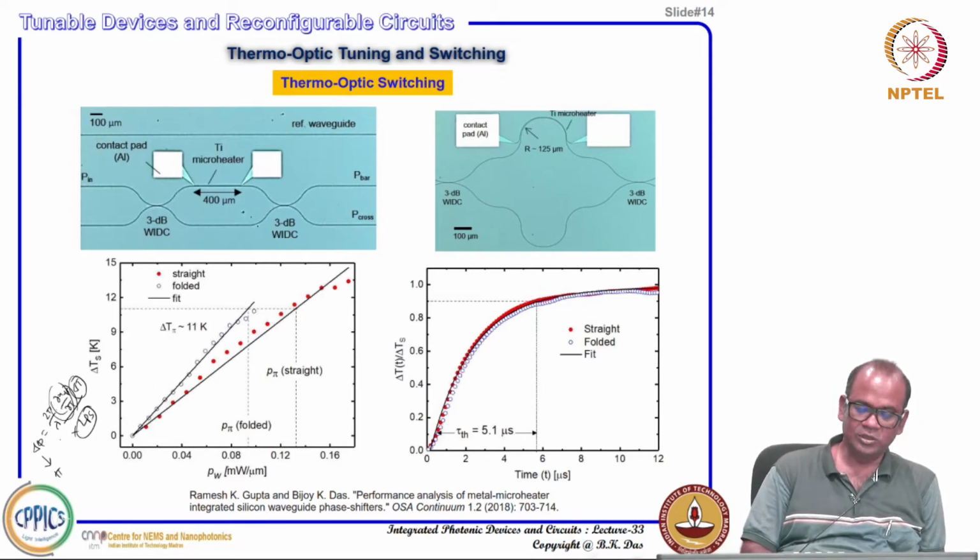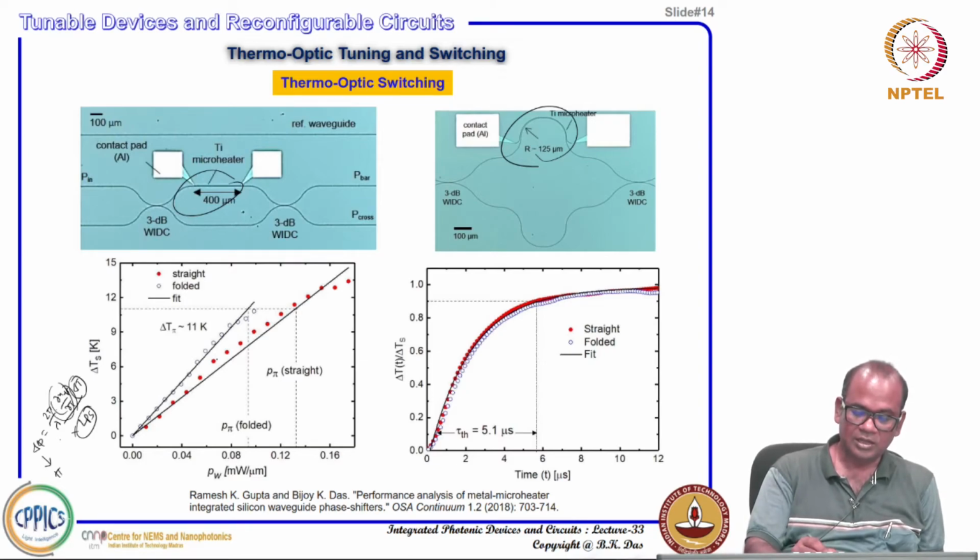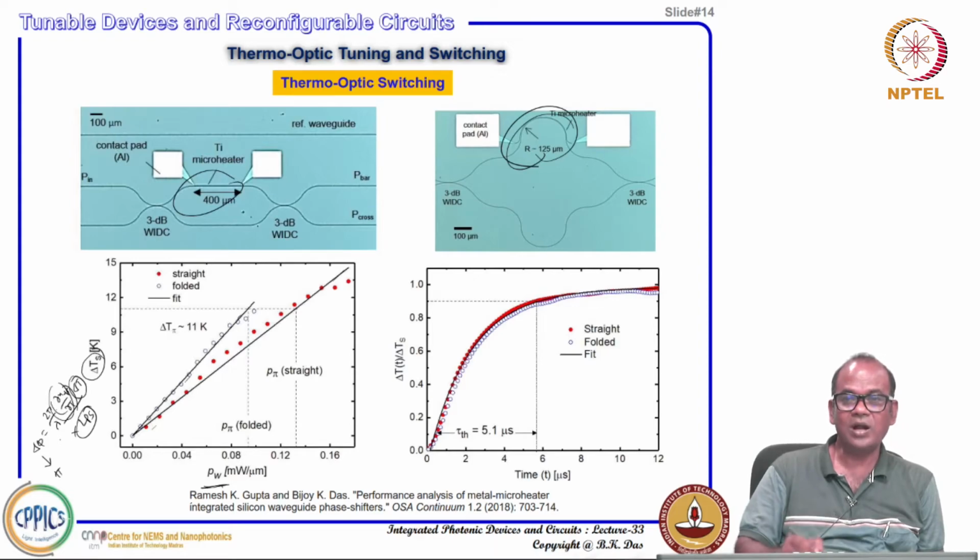We have found two different types: the straight microheater integrated in the balanced Mach Zehnder interferometer, and the bent microheater also integrated with a balanced Mach Zehnder. What do we mean by balanced? Balanced means both the arms are of equal length. This curve corresponds to the folded one, and this one corresponds to the straight one. We are plotting delta T, the steady state temperature rise, as a function of power dissipation per unit length, the power thrown out by the microheater into the substrate, in milliwatt per micrometer.